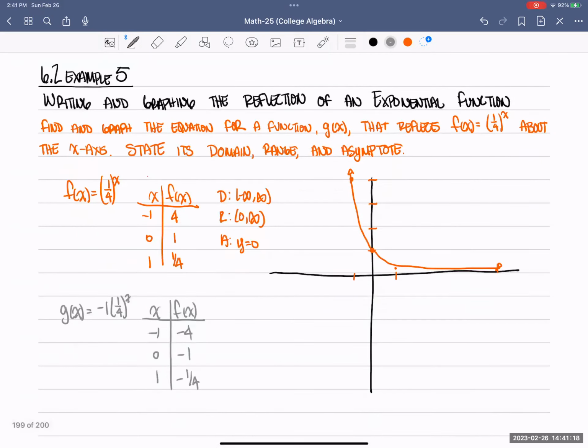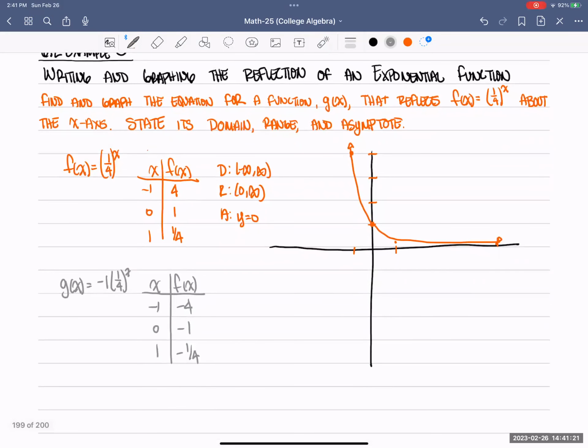And let's take a look at those numbers. So when x is -1, here we are at -4. So -1, 2, 3, and 4. When x is 0, y is -1. When x is 1, y is -1/4. So here we have a very similar graph, just reflected about the line y equals 0, also known as the x-axis.